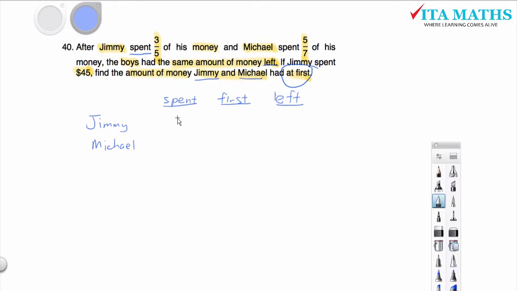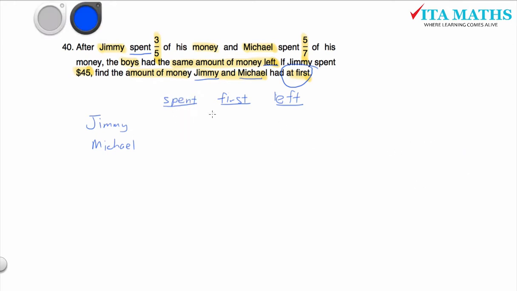How much did Jimmy spend? Jimmy actually spent 3 out of 5. Initially, he has 5 units. He spent 3 units. And Michael spent 5 out of 7 units. Because this is what they spent, we've got to find something that is equal. We've got to make 5 and 7 the same number, by taking 5 times 7, or 3 times 5, or you just know straight away this is 15 and 35. But which one should we use as a gauge?